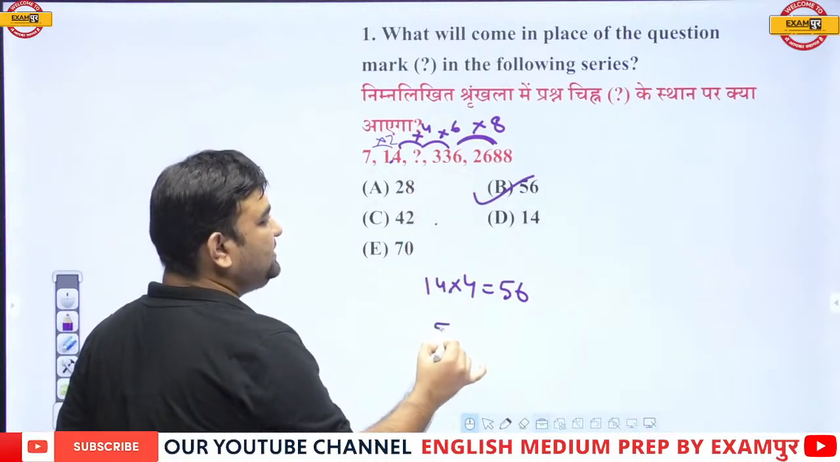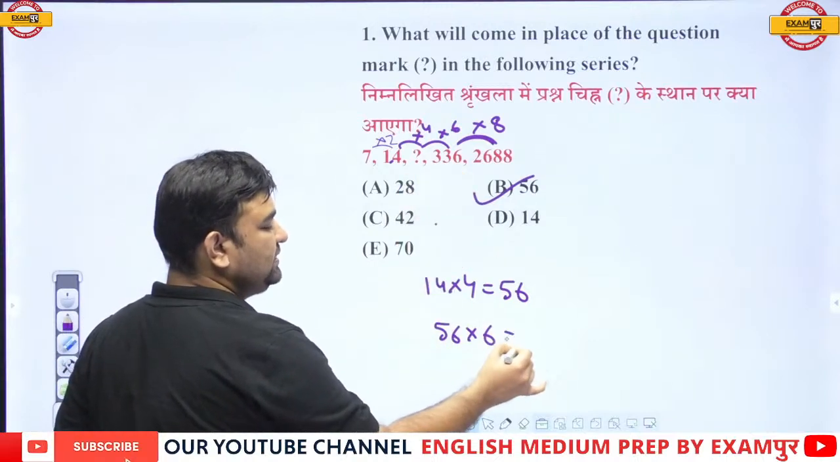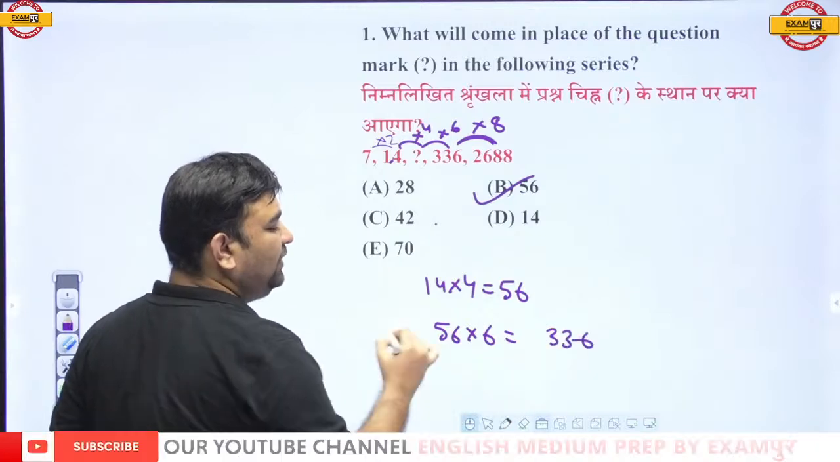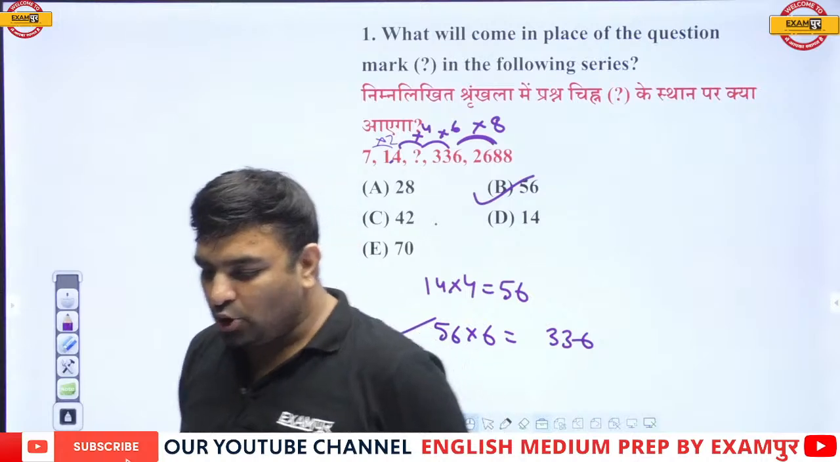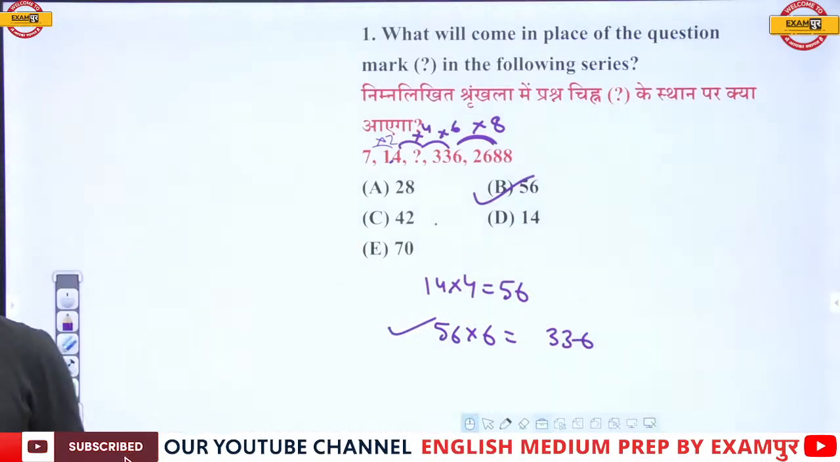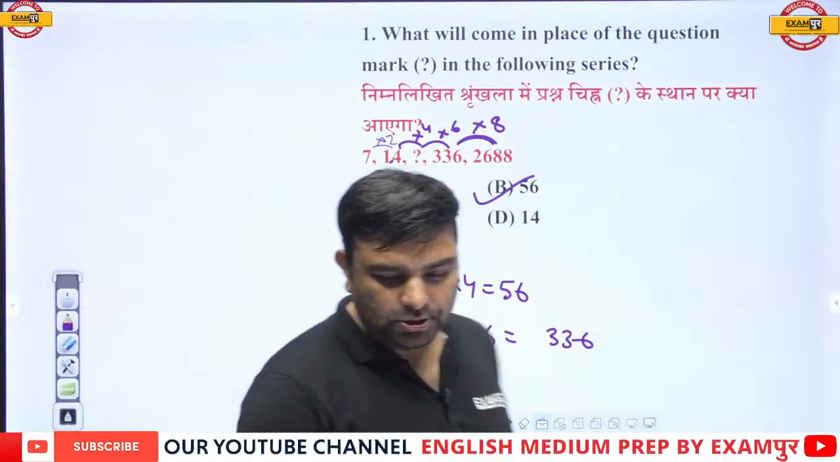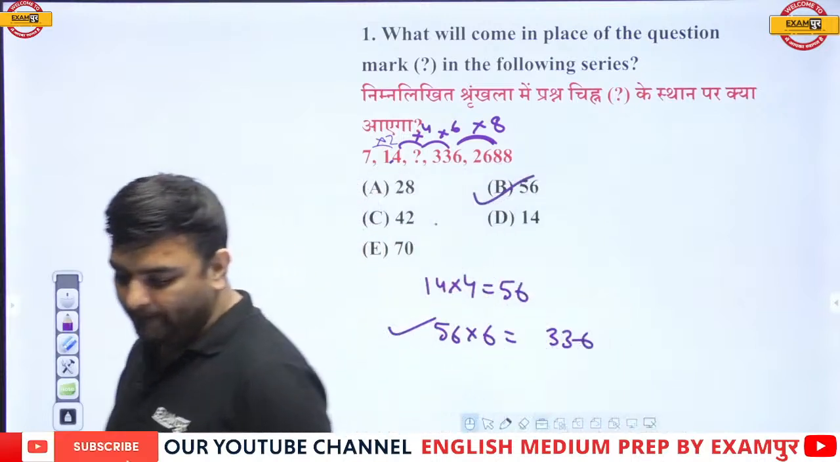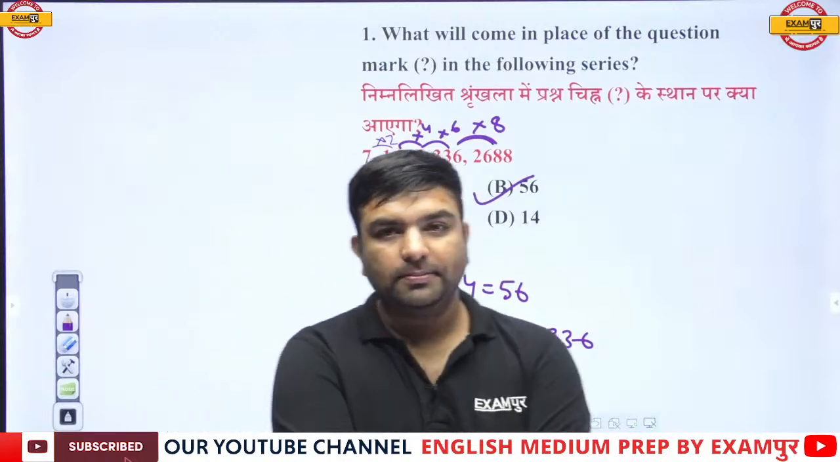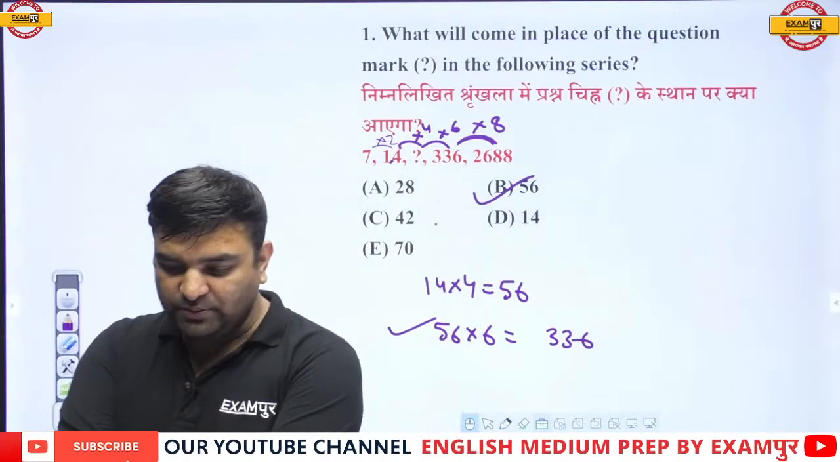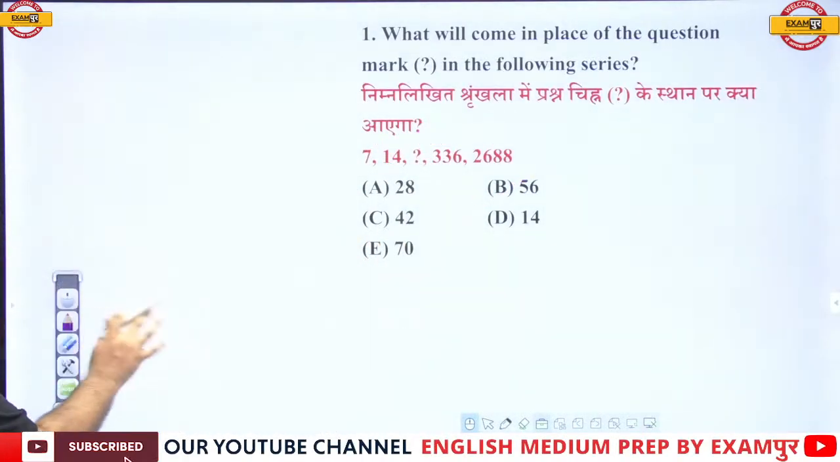Provided 56 into 6 is 336. That's absolutely true. So 56 is our correct answer. Very good question. Very good problem. I hope you got it. Let's move on to the next question of the day.